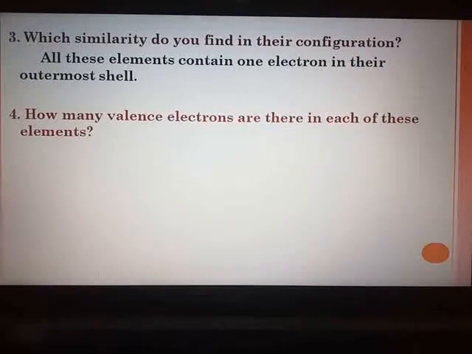Next, how many valence electrons are there in each of these elements? One valence electron. Just now you have seen that in each of these elements there is one valence electron in the outermost shell. A very simple activity. Page number 23 also you have one more activity. Can you tell, which we have already discussed? Let us go through it.